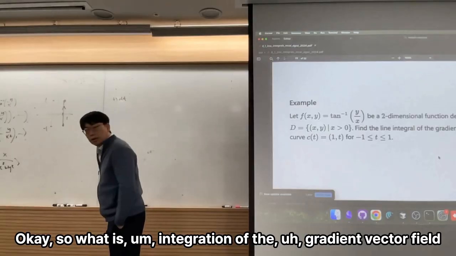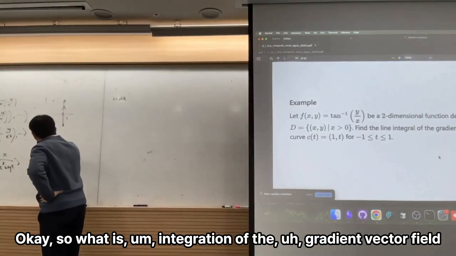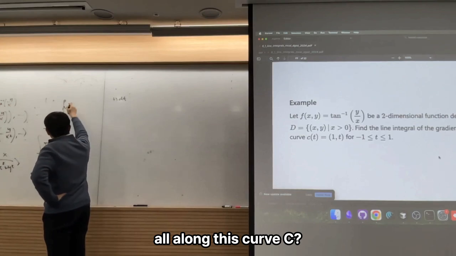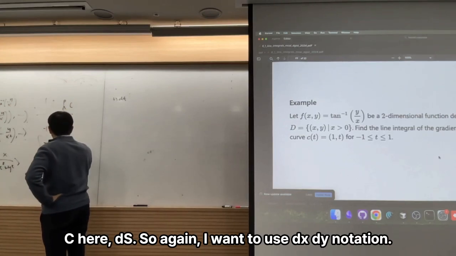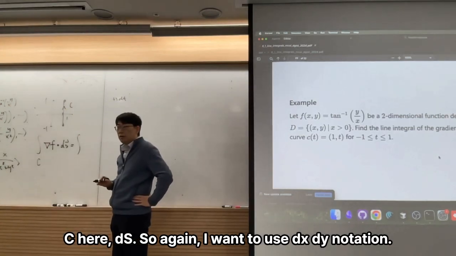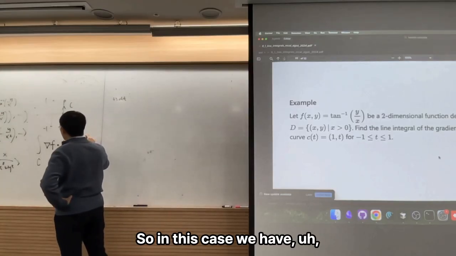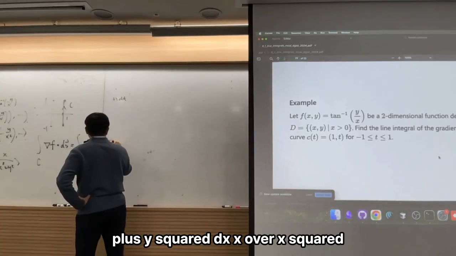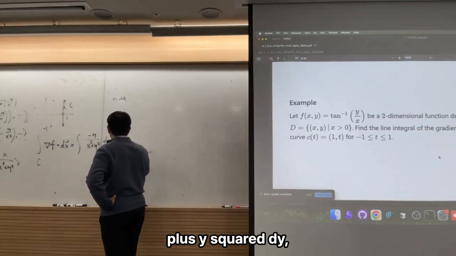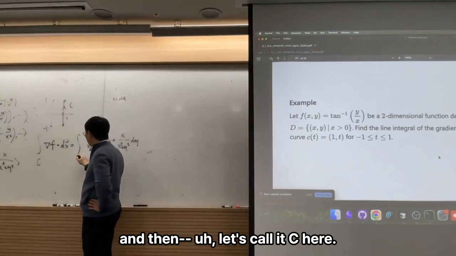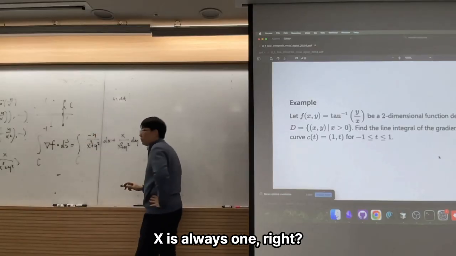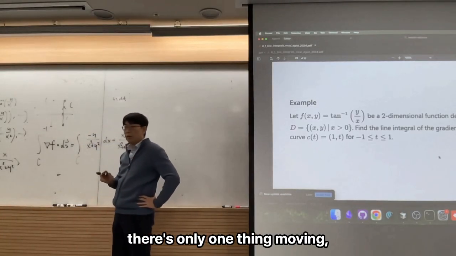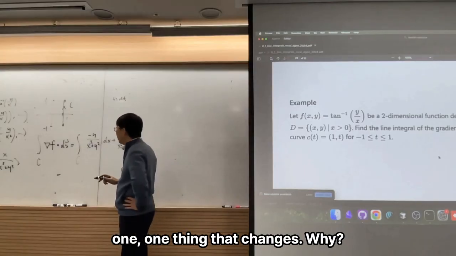Okay, so what is the integration of the gradient vector field all along this curve C? Here, I want to use the dx dy notation. So in this case, we have minus y over x squared plus y squared dx, plus x over x squared plus y squared dy, over C. X is always 1 when I'm moving along this C. There's only one thing that changes: the y coordinate is moving.